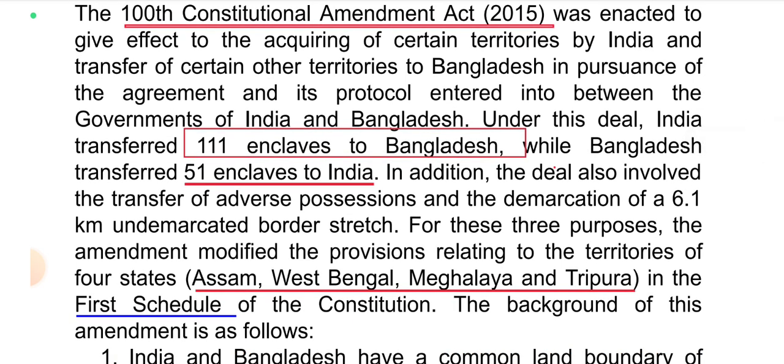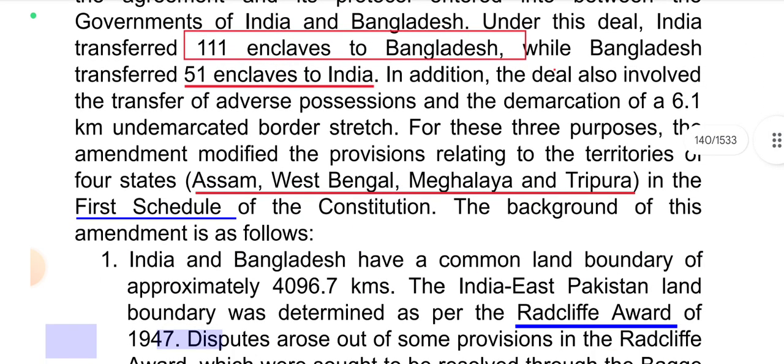In addition, the deal involved the transfer of adverse possessions and the demarcation of a 6.1 kilometer border stretch. For these three purposes, the amendment modified the provisions relating to the territories of four states: Assam, West Bengal, Meghalaya and Tripura. ये border में पर था.